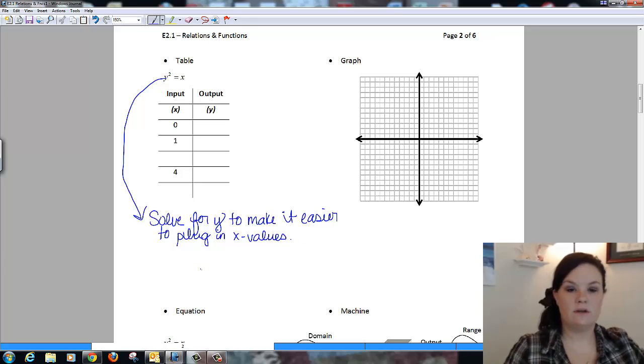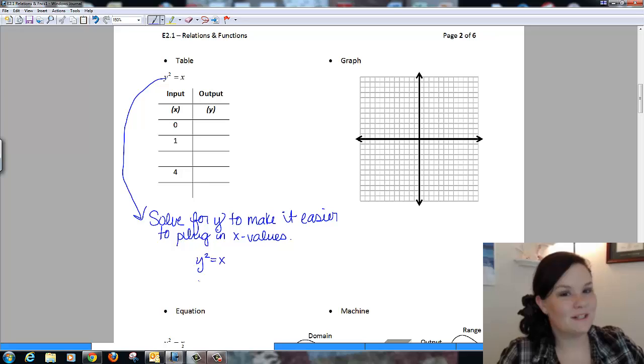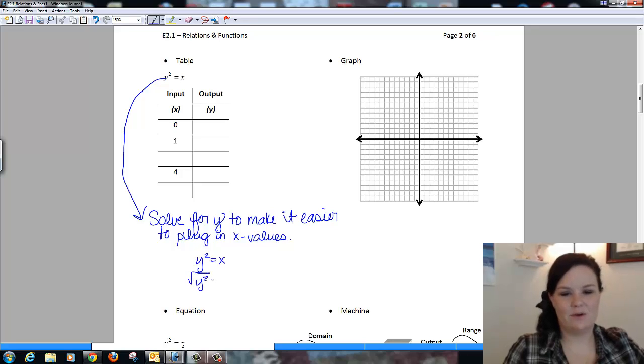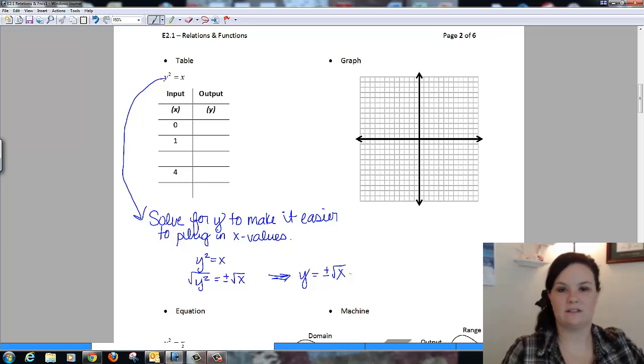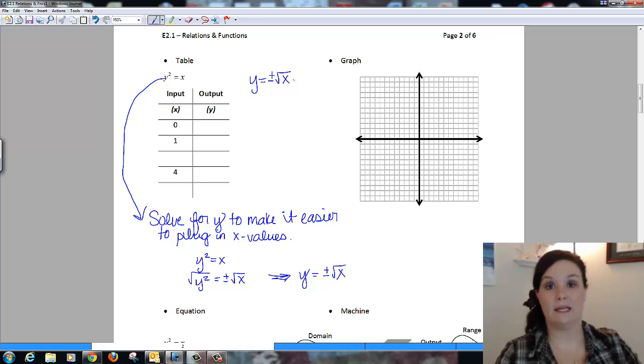Okay, so if I were to take this and solve for y, I have y squared is equal to x. To get rid of a square, we take the square root of both sides. Don't forget your plus or minus. So I take the square root of y squared, I get plus or minus the square root of x, which means that y is equal to plus or minus the square root of x. So instead of using this function as it was written up here, I'm going to use y is equal to plus or minus the square root of x. That way it's already solved for y, it's easy to plug things in.